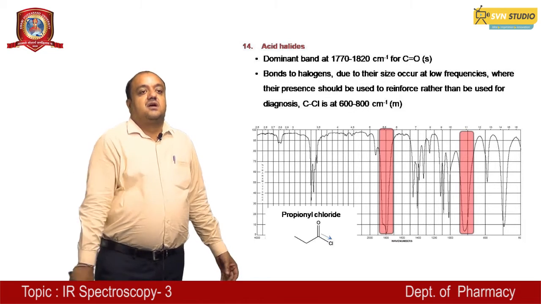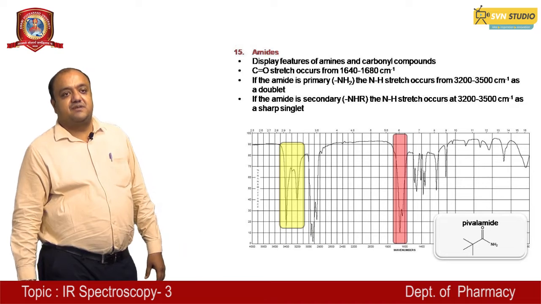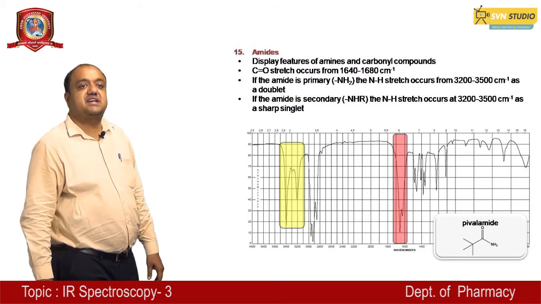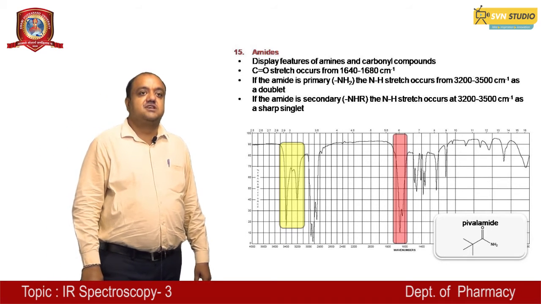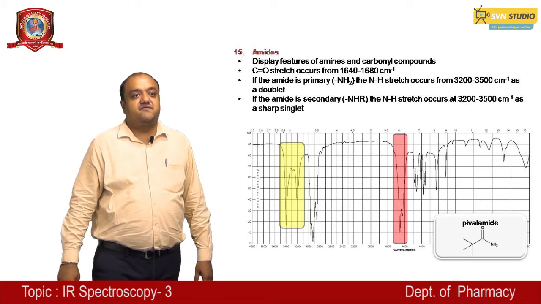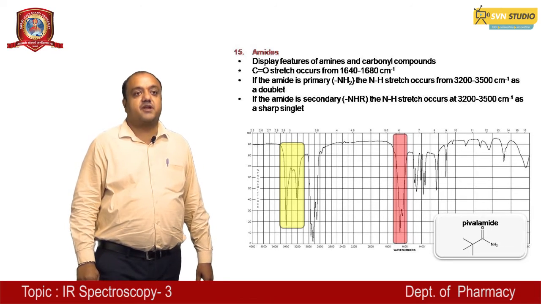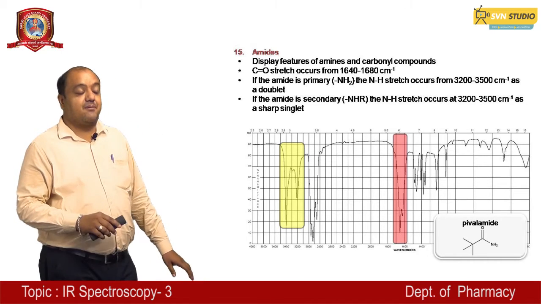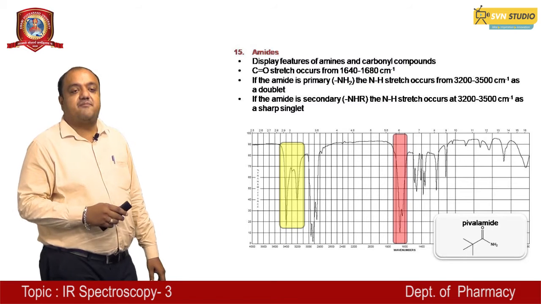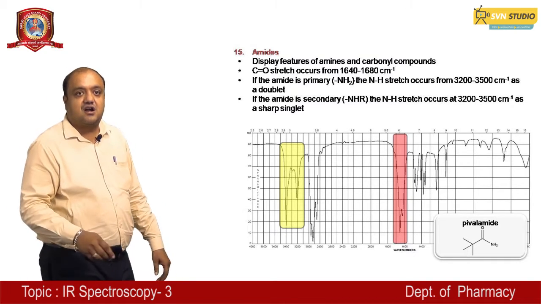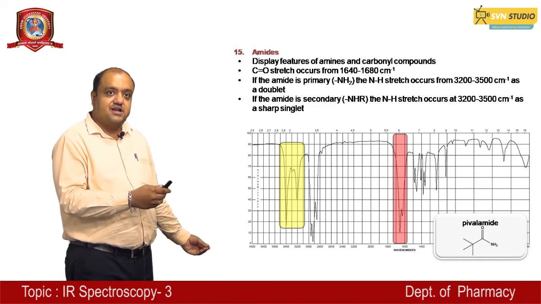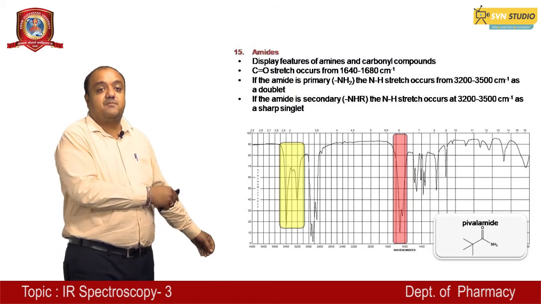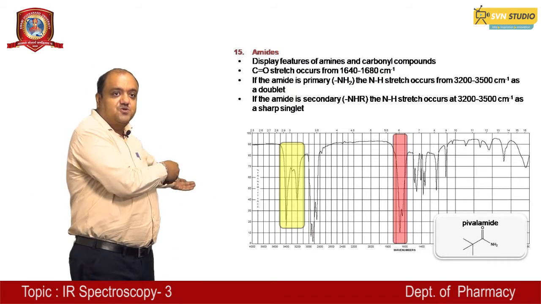Next example is amide, which displays the features of amine NH2 groups and the carbonyl compound. The C=O stretch occurs from 1640 to 1680 centimeter inverse. If the amide is primary, like RNH2, the NH stretch occurs from 3200 to 3500 centimeter inverse as a doublet. If the amide is secondary, the NH stretch occurs at 3200 to 3500 centimeter inverse as a sharp singlet, for example of pure amide, and their spectra is showing in this region.